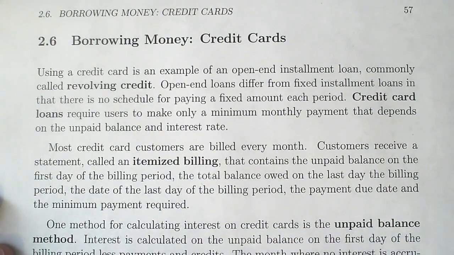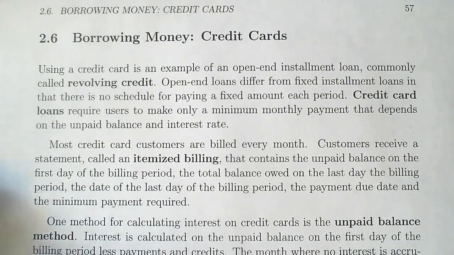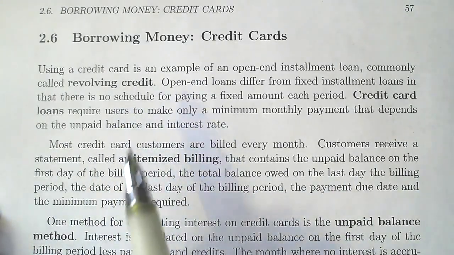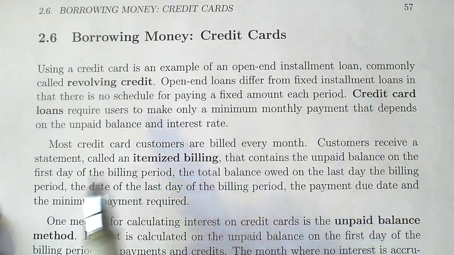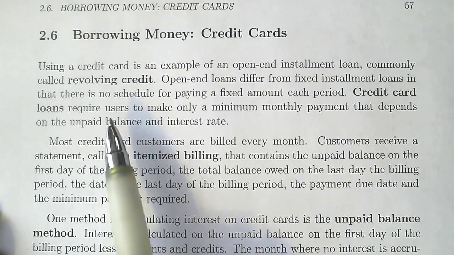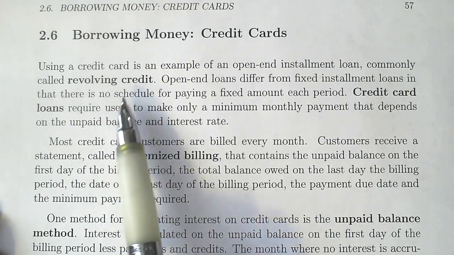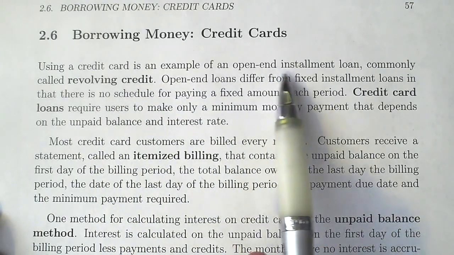Let's look at this first page of section 2.6, credit cards. As you can see, this page is just full already. There's not really much for us to write, but let's take a look at this. I won't read every word to you, but it does say using a credit card is an example of an installment loan.